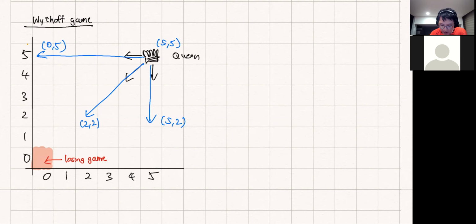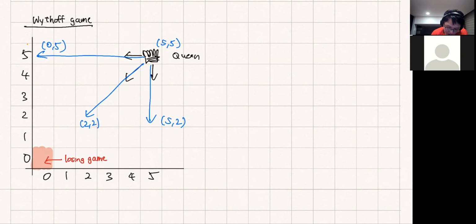Now, another way to think about this game is to say that essentially you're keeping track of 2 numbers, one in the x direction, one in the y direction. You're keeping track of 2 non-negative numbers. Each time you're either moving left, meaning you're reducing the x number, or moving down, meaning you're reducing the second number, or you're going diagonally, so you're reducing both by the same number. From 5, 5 to 2, 2, you're removing 3 from both.